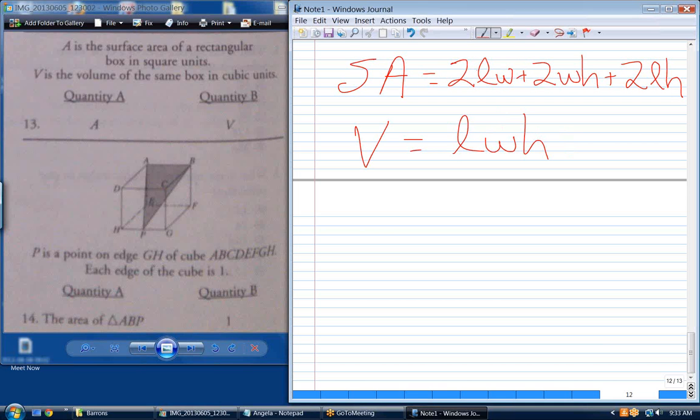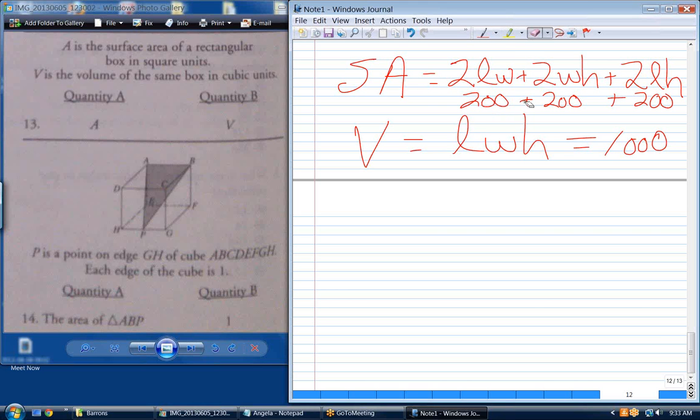But let L, W, and H all be equal to even 10. And then the volume is 1,000. And up here we have 200 plus 200 plus 200. That's only 600. Okay, so it can't be determined. Exactly.